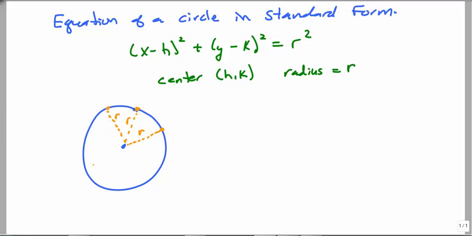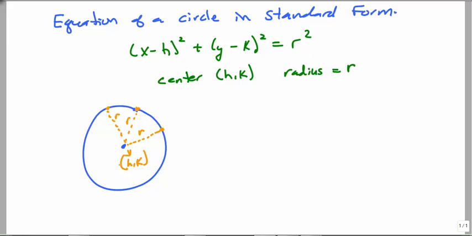So the set of all points in a plane that are equidistant from a fixed point, from this fixed point in the middle that's your center, is basically a circle. The fixed point is the center, and the distance from the center to the outside is called the radius. Now again, this center is (h, k). So again, it's all points that are equidistant from that center.